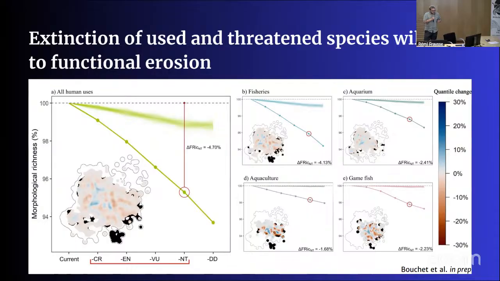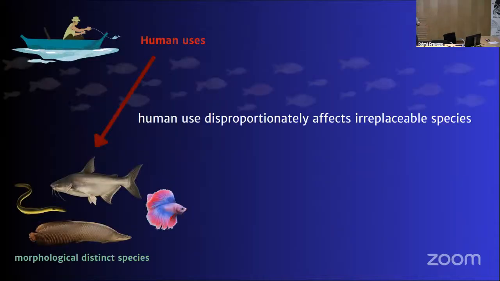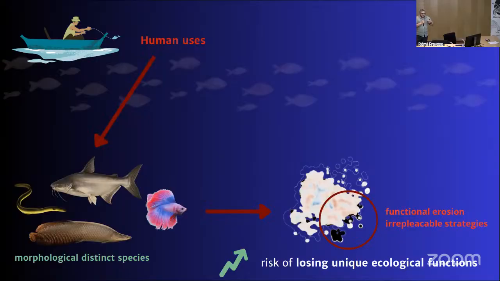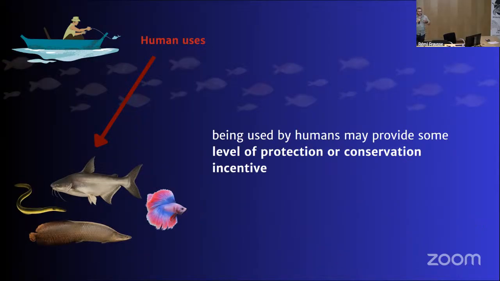So the global message is that we use biodiversity, and especially freshwater fish, for different uses. And human use disproportionately affects irreplaceable species and irreplaceable ecological strategies because we use morphologically distinct species. And this non-random selection, focusing on morphologically distinct species, will increase the risk of losing unique ecological strategies. In other words, we directly impact the morphological space by removing irreplaceable functions. So if, for example, all the species that are threatened and used disappear, we will lose unique ecological strategies that cannot be replaced because there's no redundancy.